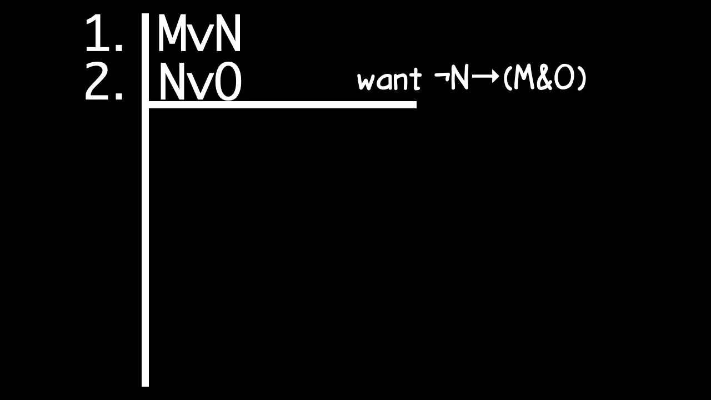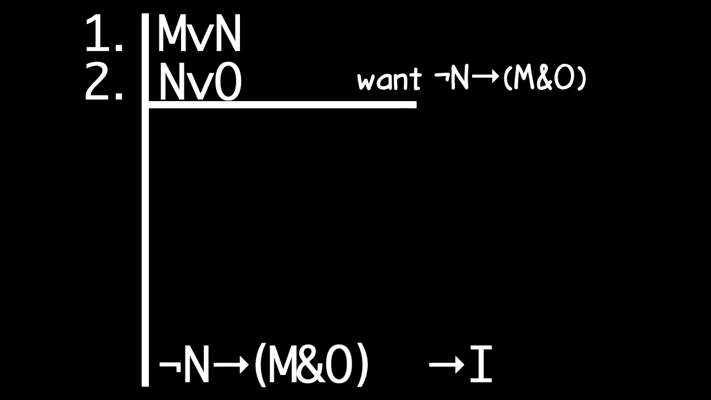M or N, we might think to use or elimination, but or elimination requires two things. It requires the disjunction, M or N. It would also require the negation of one of the two disjuncts. We don't have that. Similarly, line 2 is a disjunction, and disjunction elimination requires two things. So we can't really do anything with lines 1 or 2 yet.